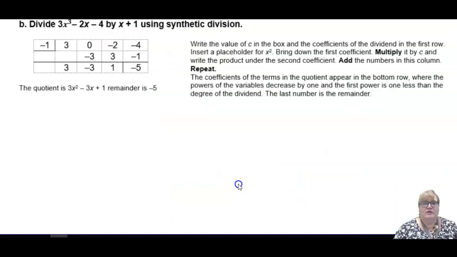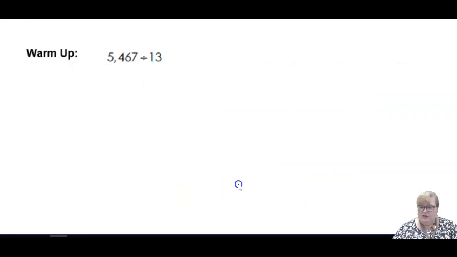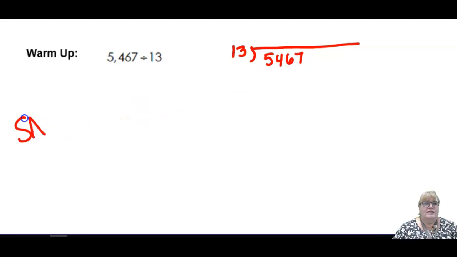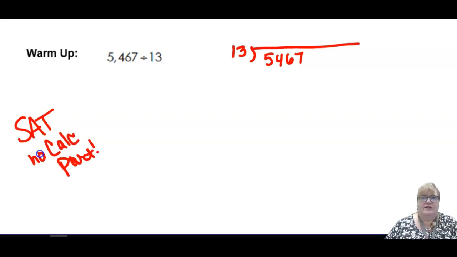There is an explanation of synthetic division, and I'm going to show you some of those in a second. So here's our first warm-up. We'll see how I do. We have 13 into 5467. By the way, the SAT has a new calculator part, and you could very likely have to multiply and divide some fairly large numbers for that part. So it's good review.